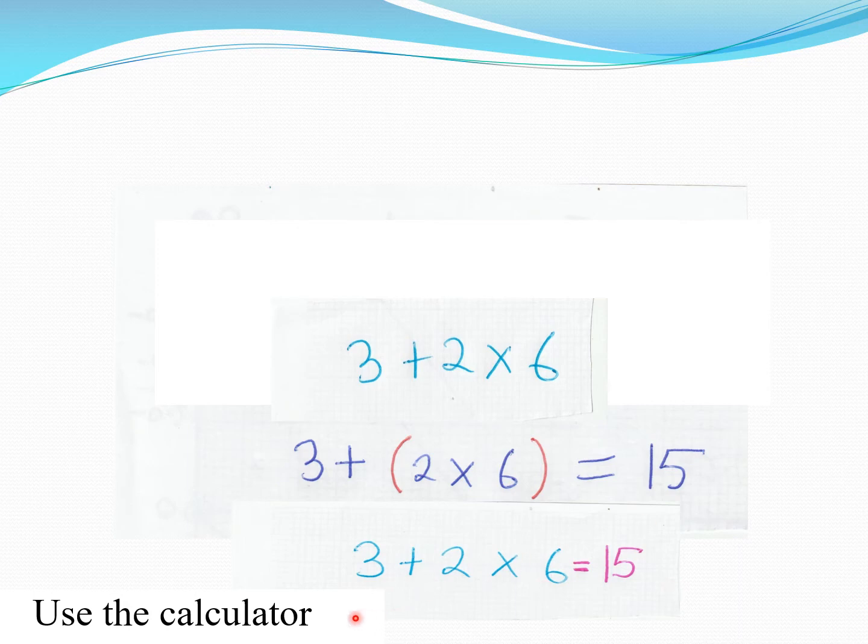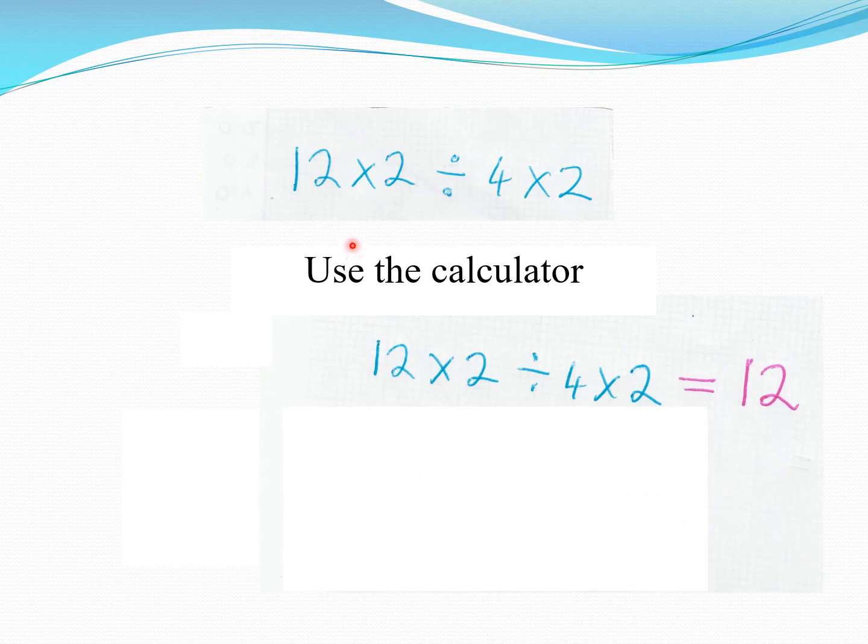Now, if you take your calculator, you don't have to worry about the rules of precedence. If you just key into your calculator the equation or the question just as you see it, the calculator will give you the correct answer. So if you key in 3 plus 2 times 6, the calculator will give you 15.